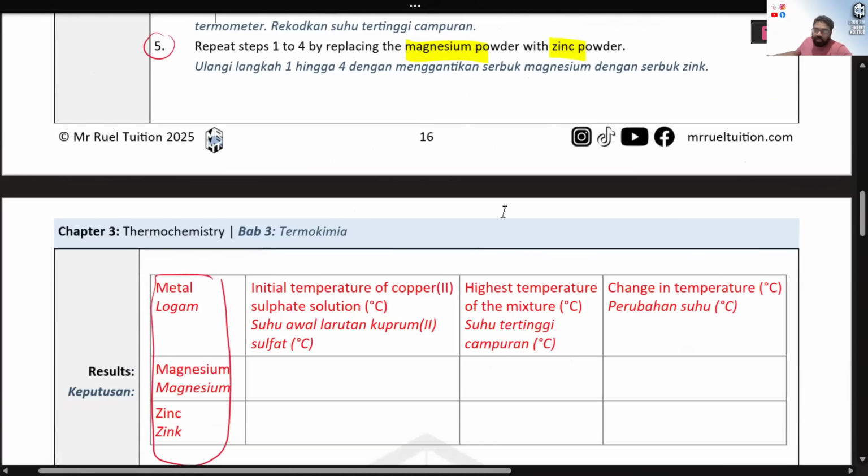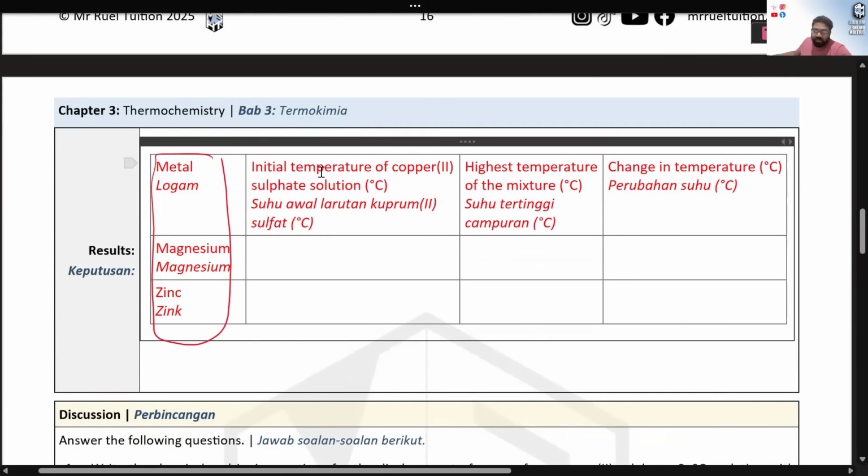So when we look at this, we have initial temperature, highest temperature. Highest, again, not final, highest temperature of the mixture. Make sure your units are here, degrees Celsius. And then we have the change in temperature, delta theta, in degrees Celsius. So this is my sample. Please read the procedure carefully.